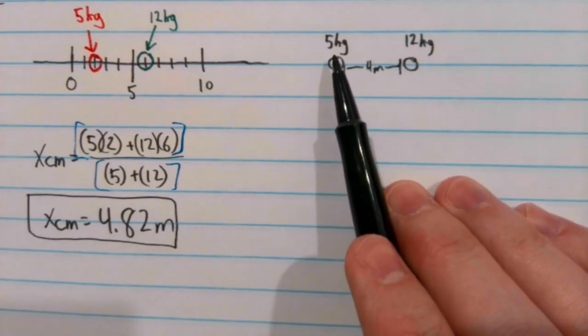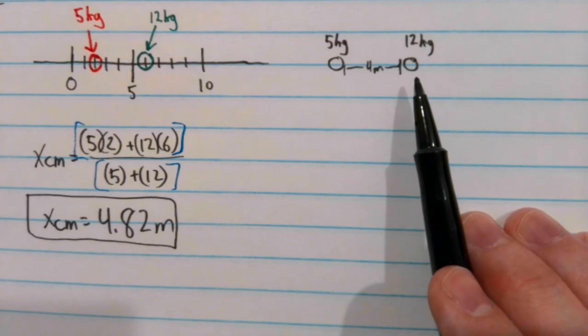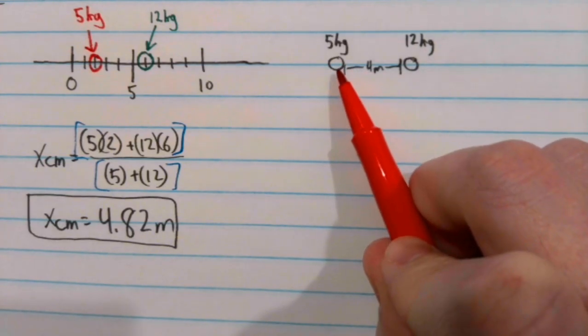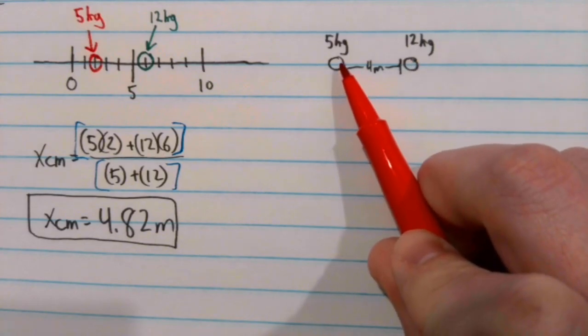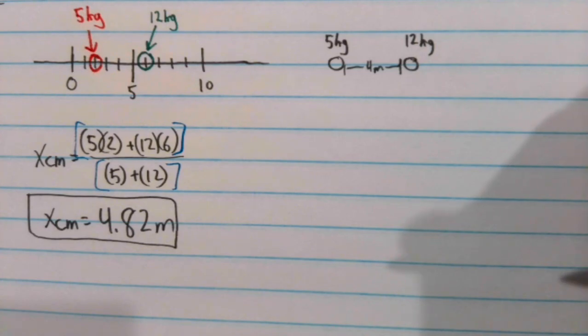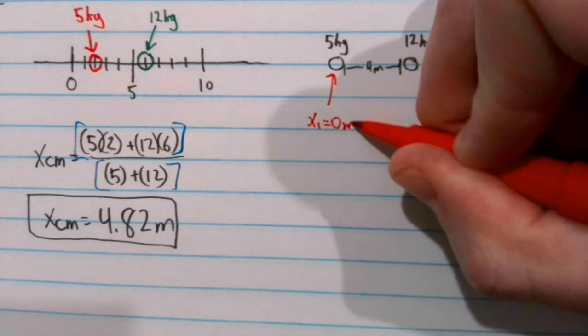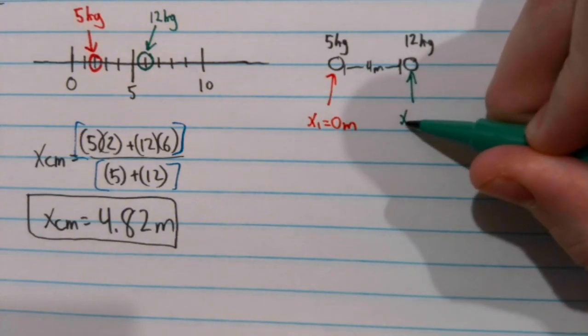So 5, 12, they're 4 meters apart. We're not given a number line, so we need to establish it ourselves. It doesn't matter what number I pick for this. If this is 15, that would be 19. If this is 20, that's 24. But zeros are good. Let's say that is 0 meters, which means that the other one would be 4 meters. Let's just verify that it works out.